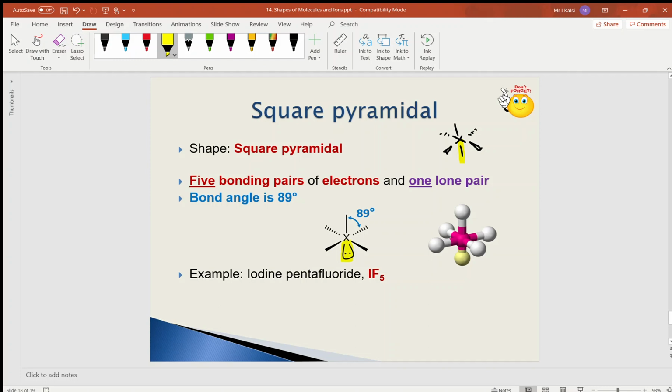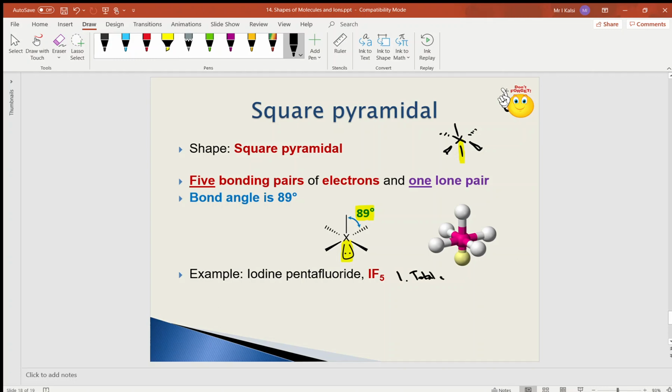And the bond angle in this particular molecule is no longer 90 degrees because of this lone pair at the bottom, and you end up with 89 degrees. So slightly less than what we had before. And again, if I do my calculation, well, I say calculation, my working out.